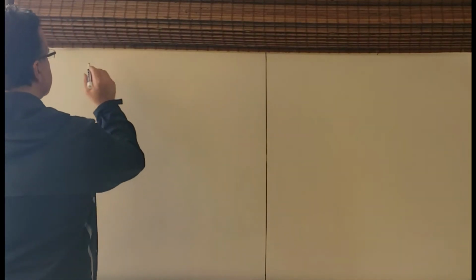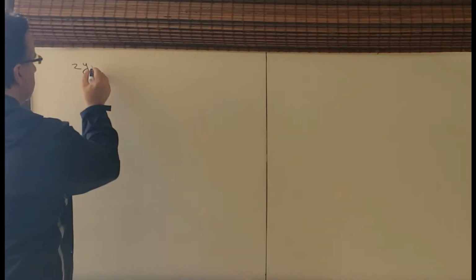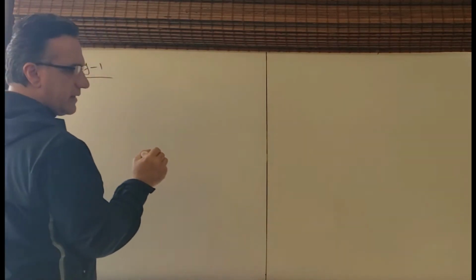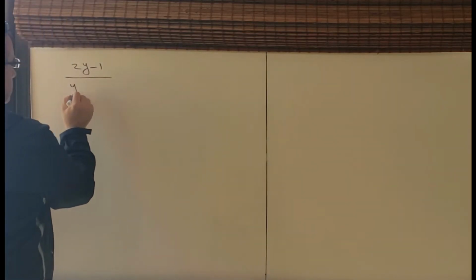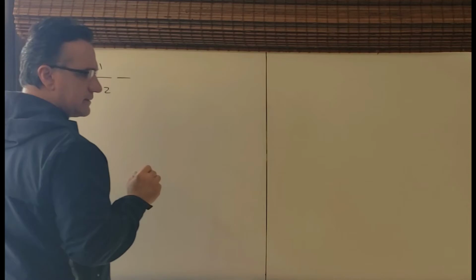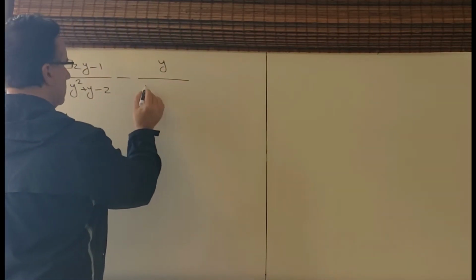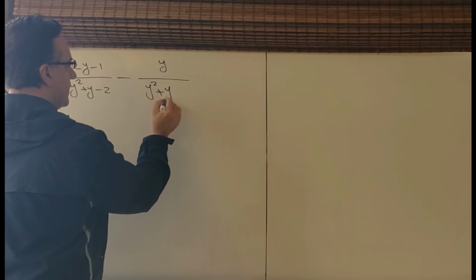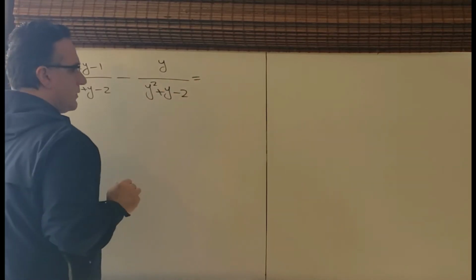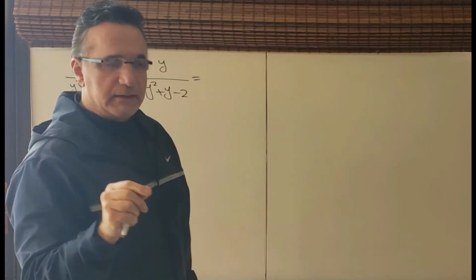Okay, now try the same example we just did, but as a subtraction. So write this down: 2y minus 1 over y squared plus y minus 2, minus y over y squared plus y minus 2. Go ahead and pause the video and try this on your own before you continue.